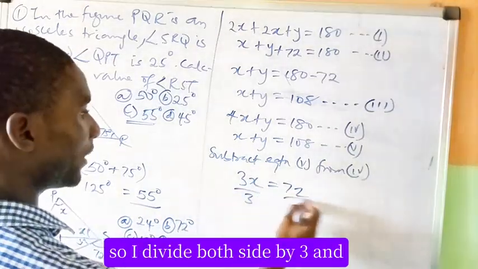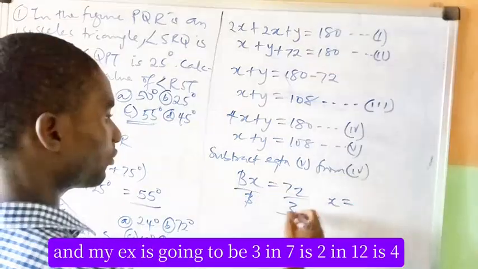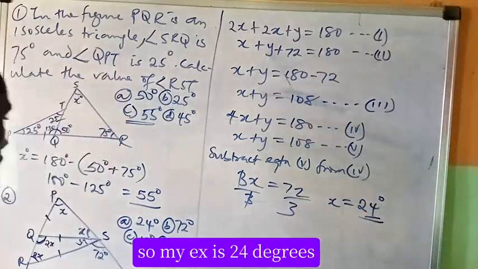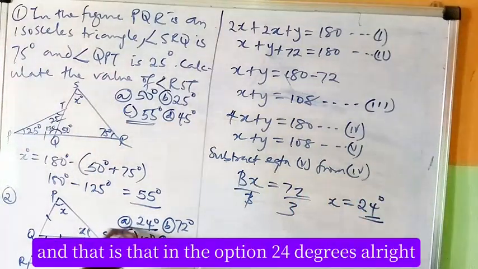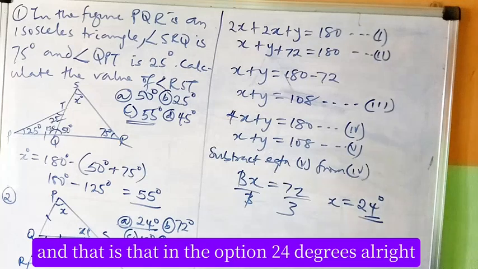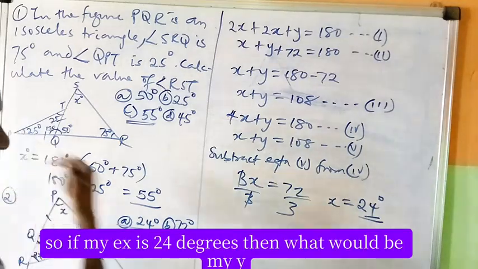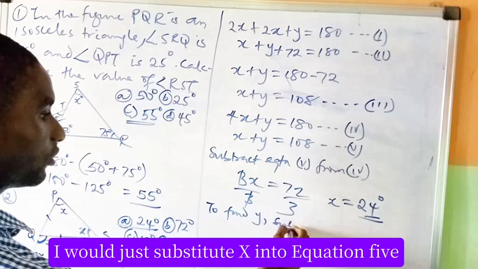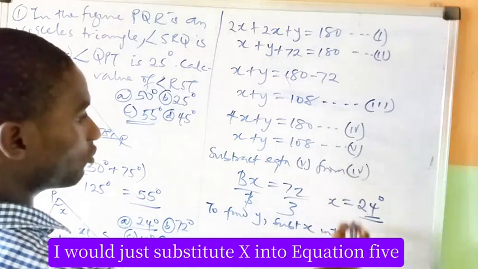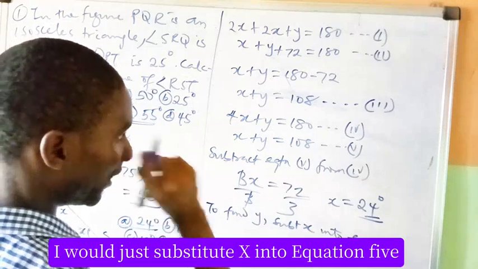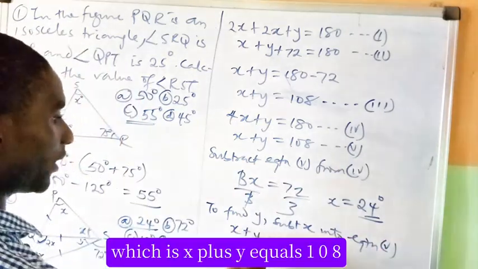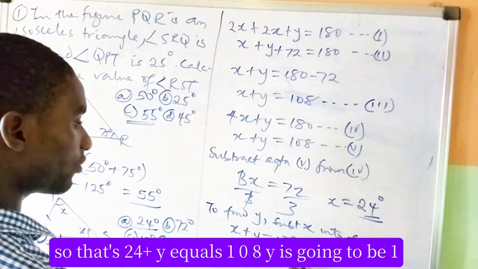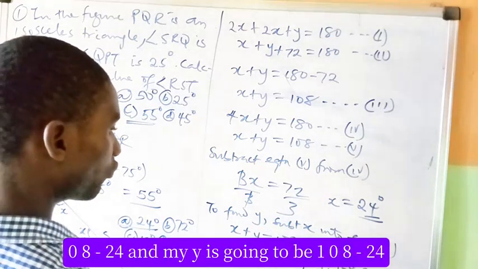Alright, so I divide both sides by 3, and then my x is going to be, 3 in 7 is 2, in 12 is 4. So my x is 24 degrees. And that is in the option, 24 degrees. Alright, so if my x is 24 degrees, then what will be my y? To find y, I will just substitute x into equation 5, which is x plus y equals 108. So that's 24 plus y equals 108.